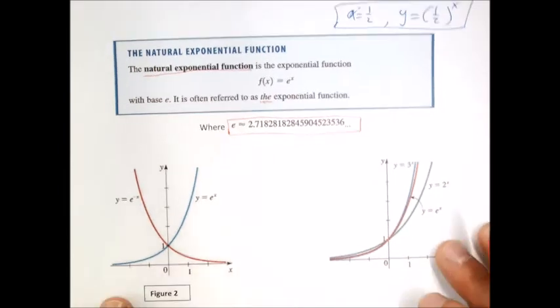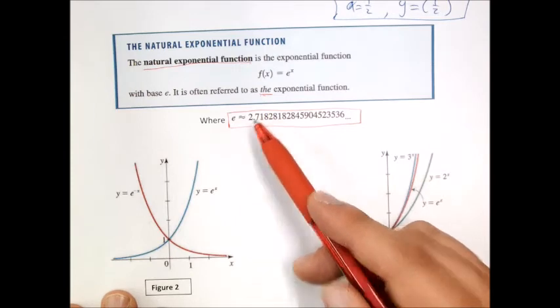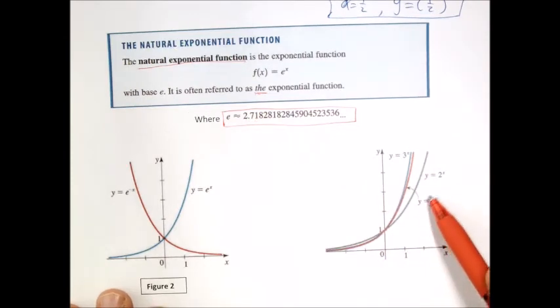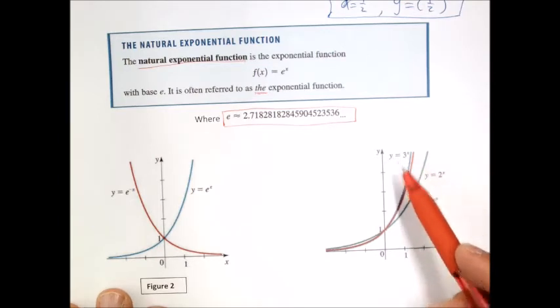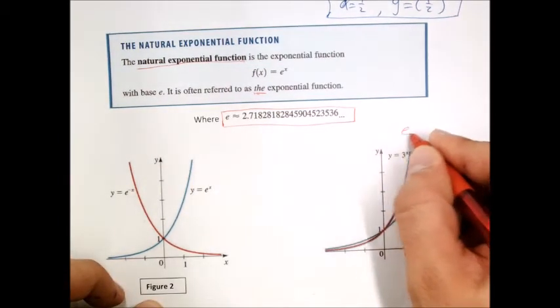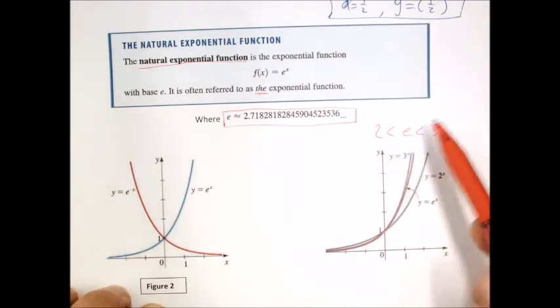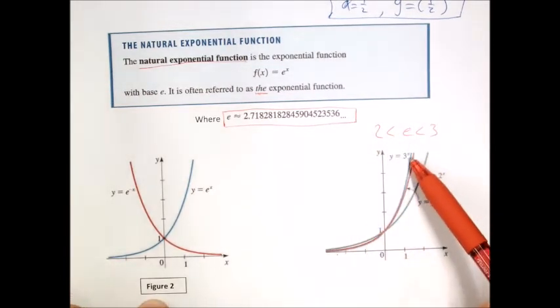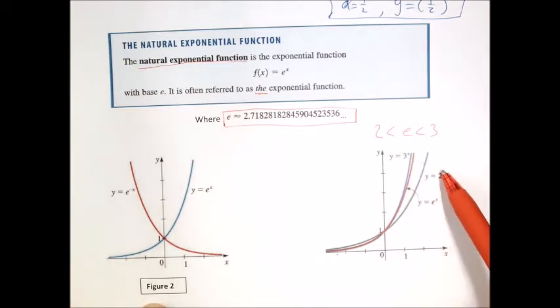And let's look at a couple. Since it's about 2.71, the graph of it, you can see, is in between 2 to the x and 3 to the x. And that should make sense because e is less than 3 but bigger than 2. Since it's between those two numbers, the graph ends up being between those two graphs. And it's obviously closer to 3 than it is to 2 because e is closer to 3 than it is to 2.